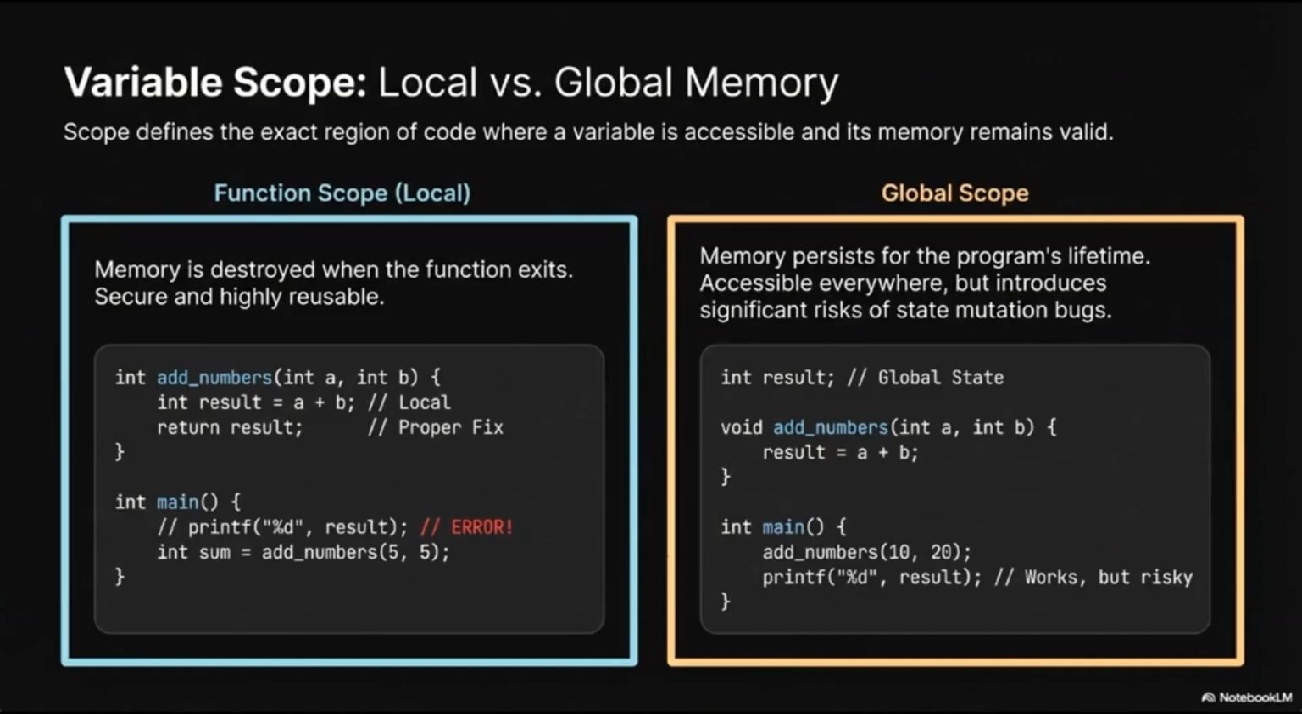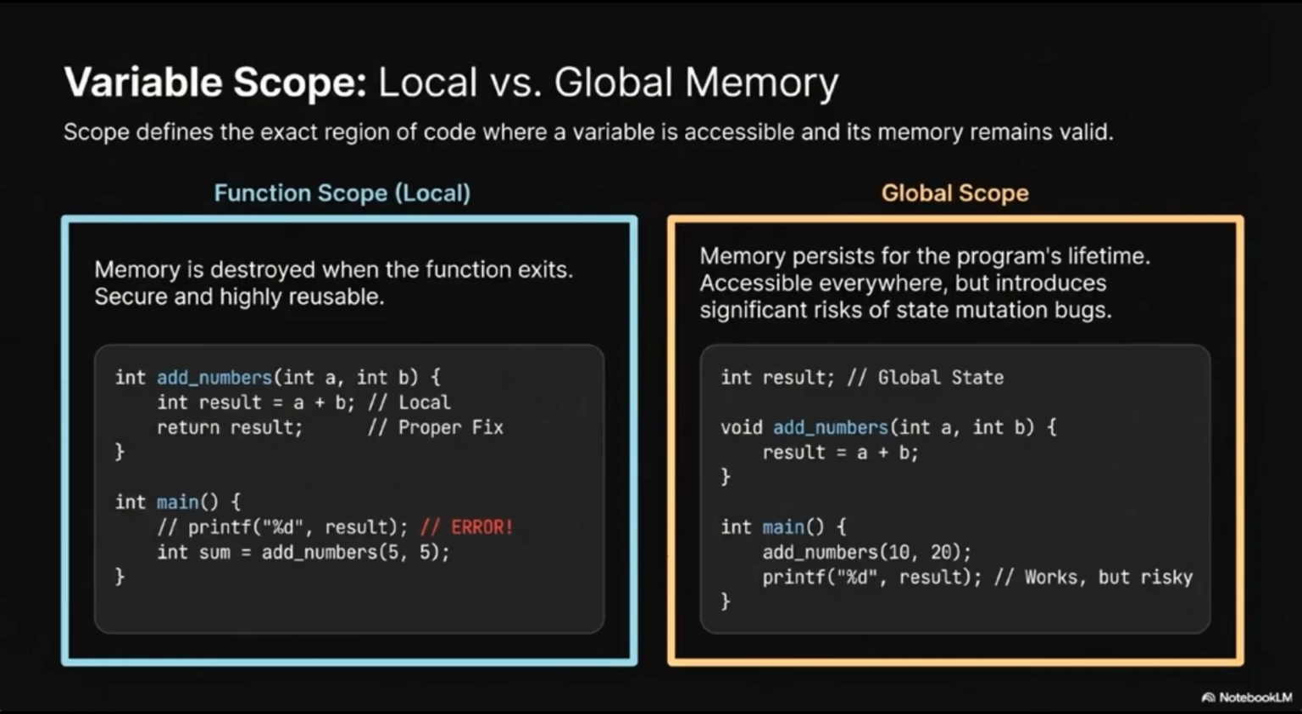Okay, so we know how to create variables and pointers and arrays. But now let's ask a different question. Where do these variables actually live in our program, and how long do they stick around? This is all about scope and storage class. So you've got two main neighborhoods for variables. Local variables are temporary and private. They're born when a function starts, they live only inside that function, and they're destroyed the moment the function ends.